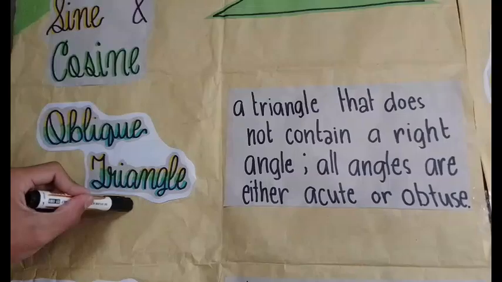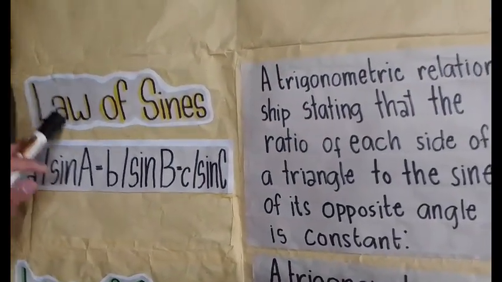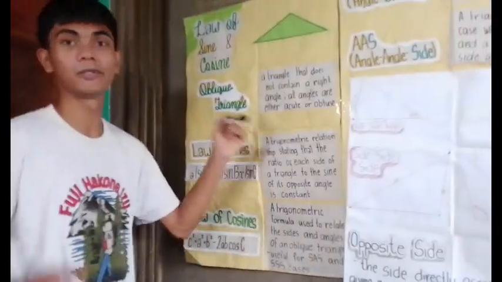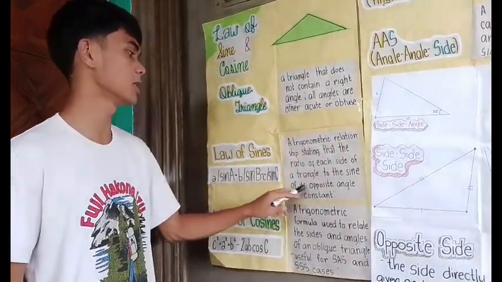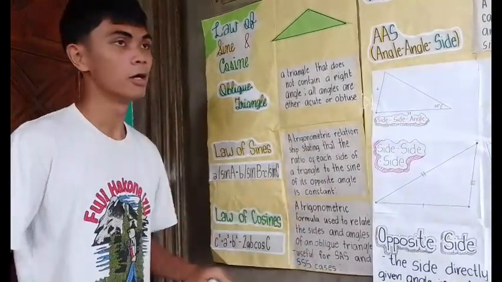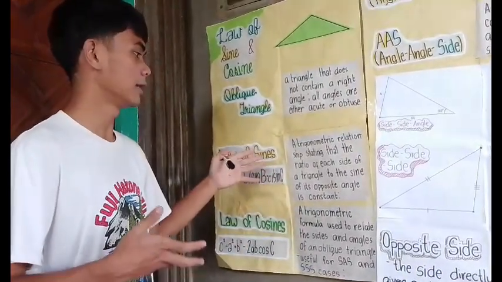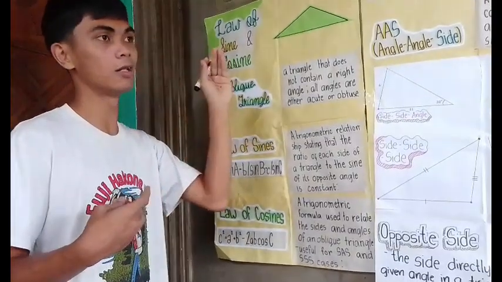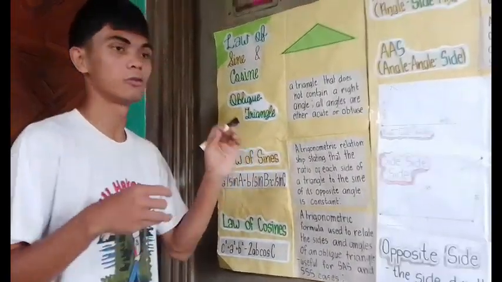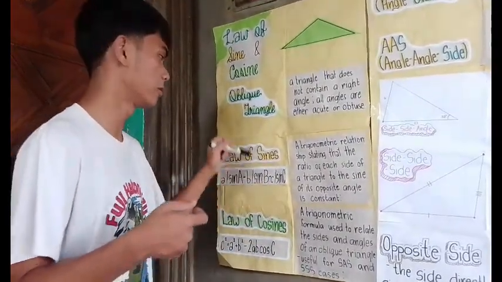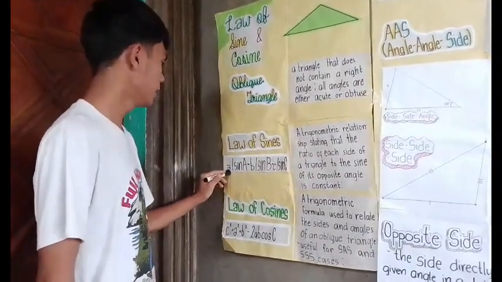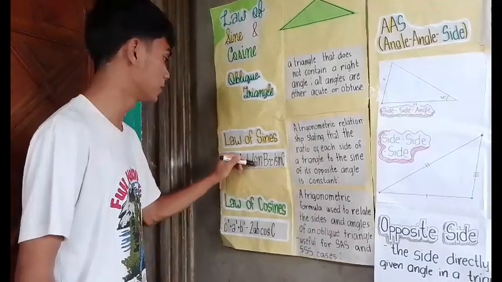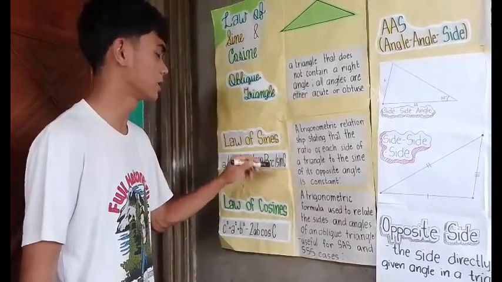Now let's continue with our topic, which is the law of sines. The law of sines is a trigonometric relationship stating that the ratio of each side of a triangle to the sine of its opposite angle is constant. So its formula is: a over sine A is equal to b over sine B is equal to c over sine C.